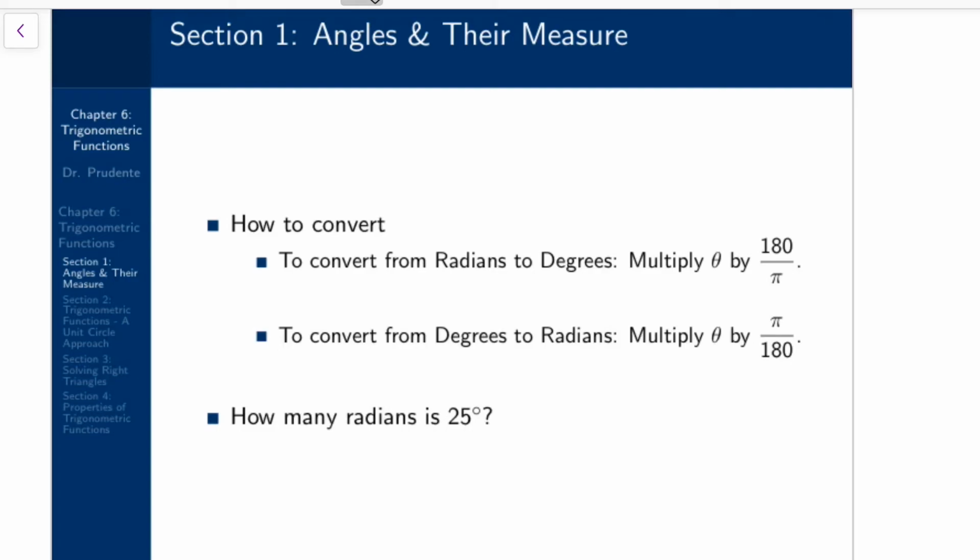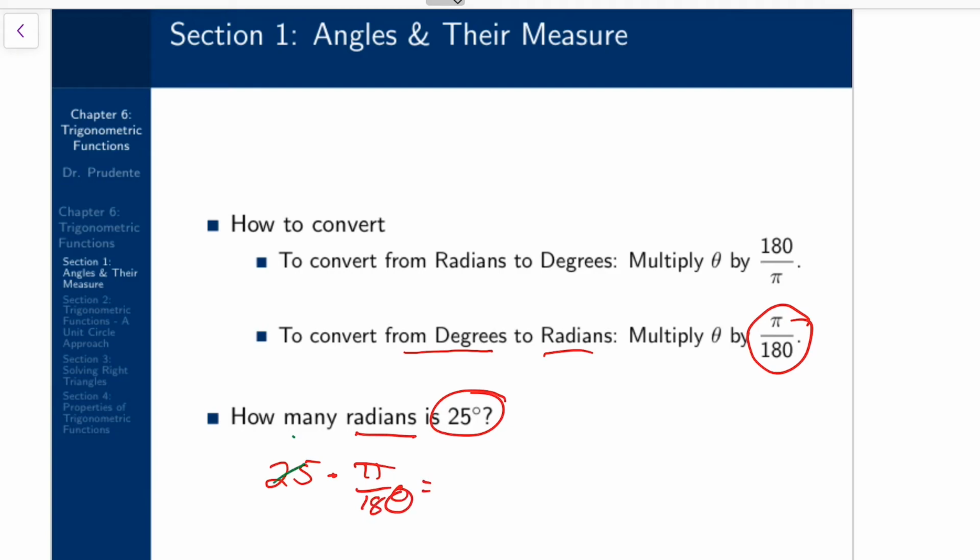On the other hand, I might be given degrees and want to know how many radians it is, right? I might actually want to work with 25 degrees mathematically, so I need to change it to radians. I'm starting with degrees and going to radians, so pi over 180 is my factor. So I take 25 and multiply it by pi over 180. I can take a 5 out of 25 and a 5 out of 180, and my final answer will be 5 pi over 36 radians, right? Then I'll be able to work mathematically with this angle, which is actually equivalent, just written in different units.